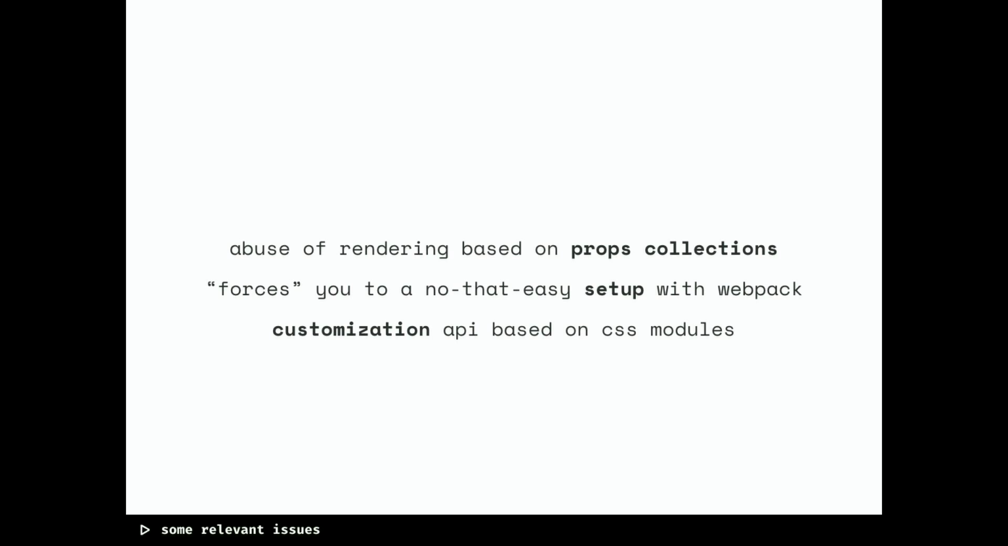And also, the customization API is based on CSS modules, and that had a similar problem because with Bootstrap, for example, you have well-known class names, so you can write selectors for those class names, and then override the styles. But that's not possible with CSS modules because every class name is hashed, right? So you have to go with a different strategy. And not everybody gets that strategy. So those are flaws for React Toolbox.